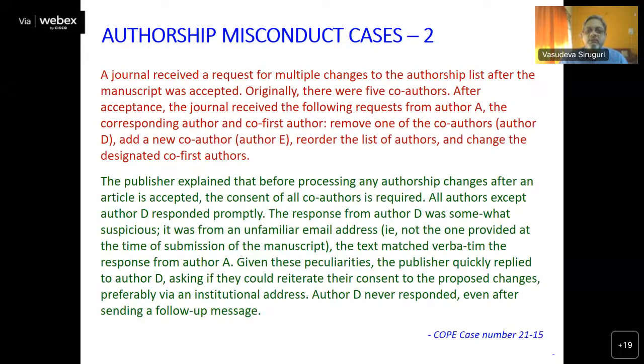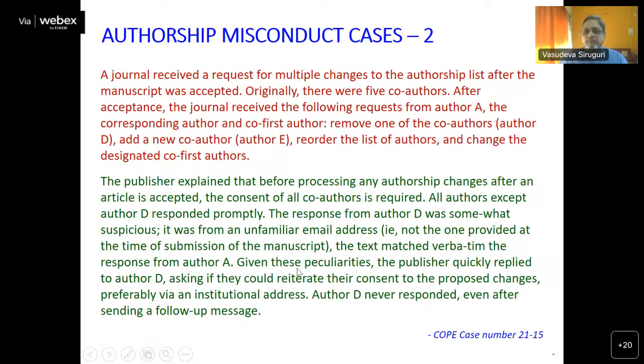So the publisher explained that before processing any authorship changes after the article is accepted, the consent of all the authors is required. And in this case, all authors except that person D responded promptly, saying that they accept the changes. But the response from D was somewhat suspicious. And what was the problem? It came from some unfamiliar email address. And this was different from what was provided when the manuscript was submitted. And the text of the message matched verbatim with the response from author A.